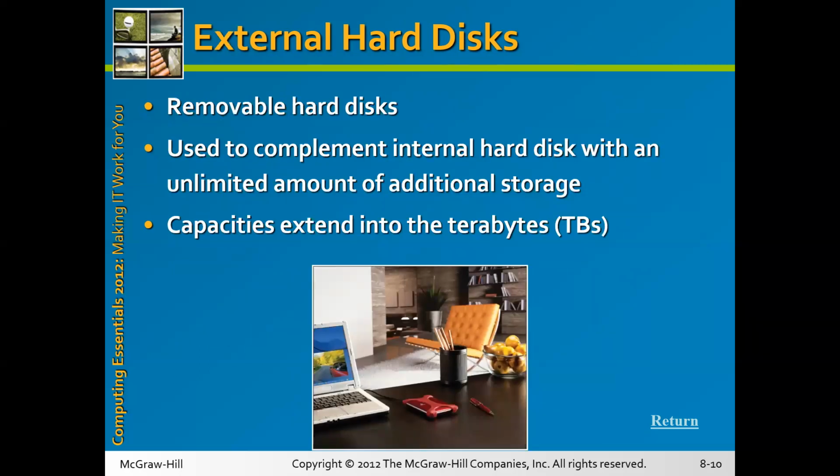External hard disks. External hard disks are also called removable hard disks. The capacity is limited only by the number of removable devices you want to add to your system, and they are used to complement internal hard disks. In other words, you can add a buddy partner to your internal hard disk to allow more storage space within a computer system. It includes USB, FireWire, or eSATA external disk enclosures. PC card hard disks are also available for notebooks and laptops.